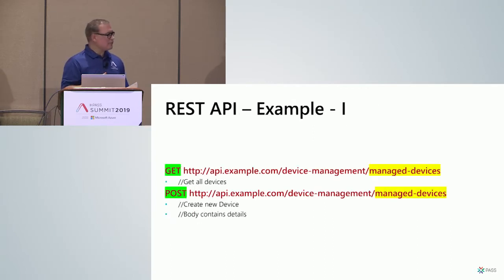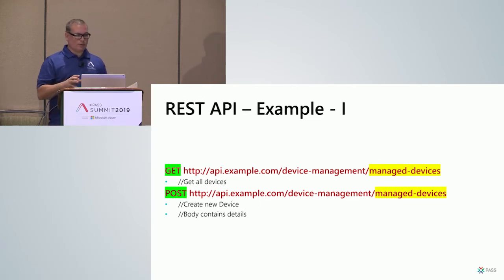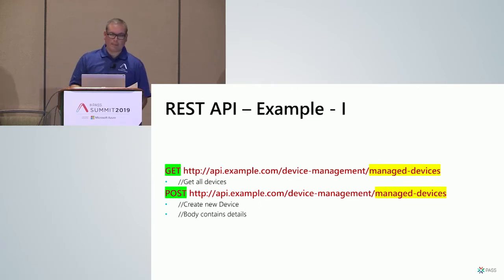So just to get going with an example, we have here an example of a REST API endpoint, api.example.com, and we have an endpoint on device management and managed devices. If we create an HTTP request with the method GET, we will get all devices. That's the mindset you have to put into this.